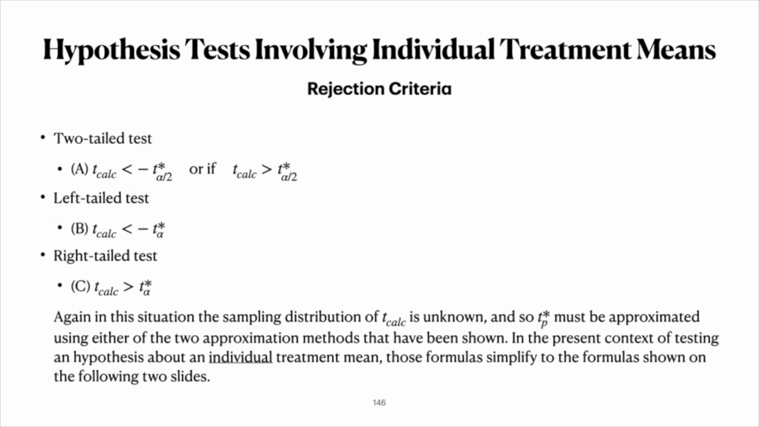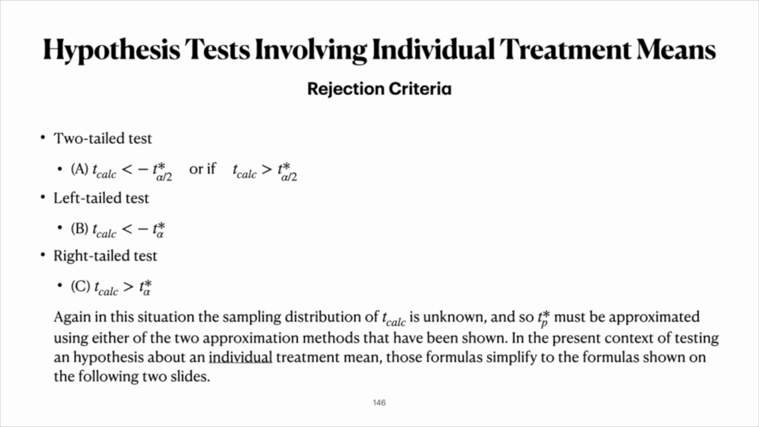As is usual, corresponding to each of those three types of hypotheses, we have rejection criteria. For the two-tailed test, we have a two-tailed rejection region. For the left-tailed test, we have a left-tailed rejection region. And finally, for the right-tailed test, we have a right-tailed rejection region.